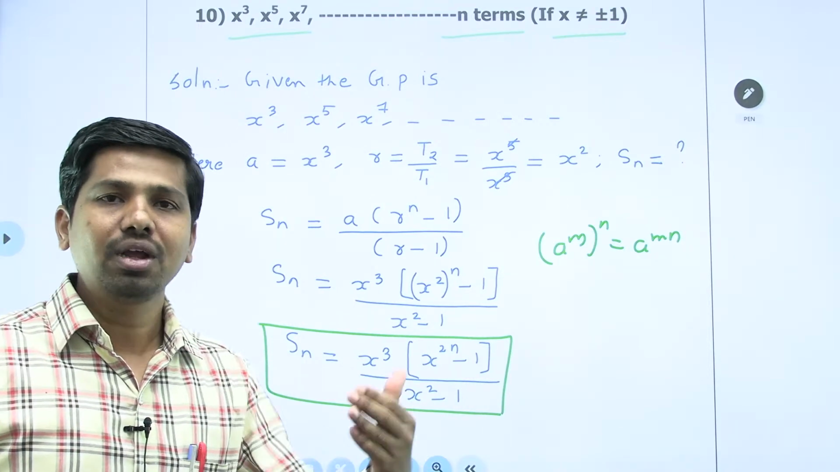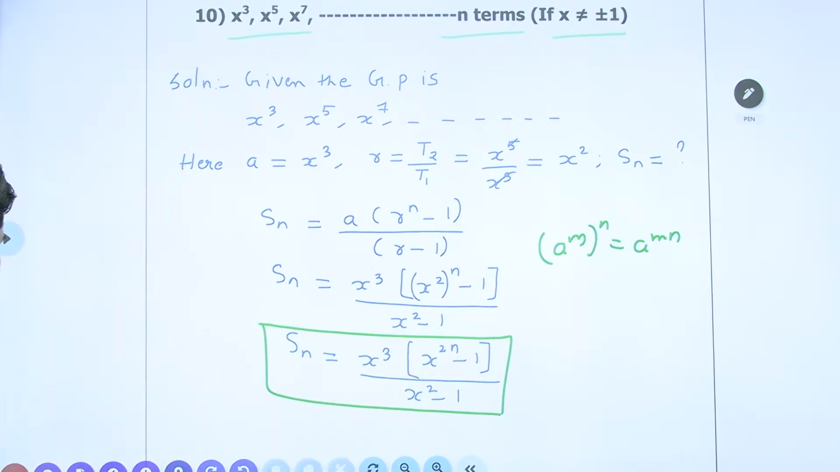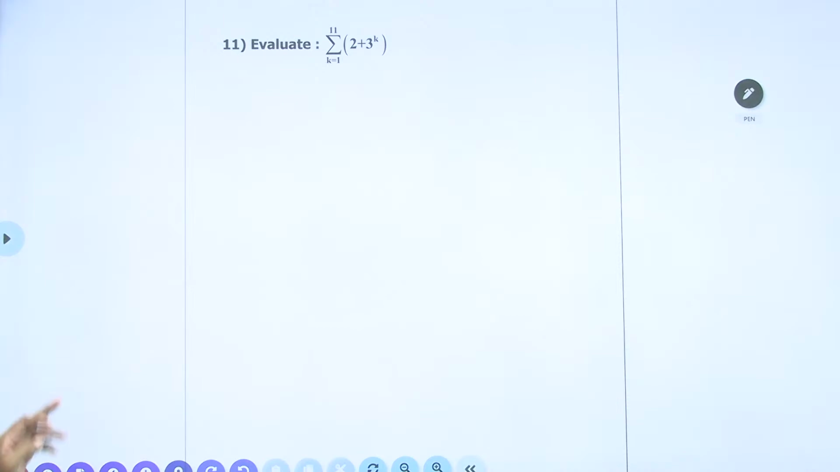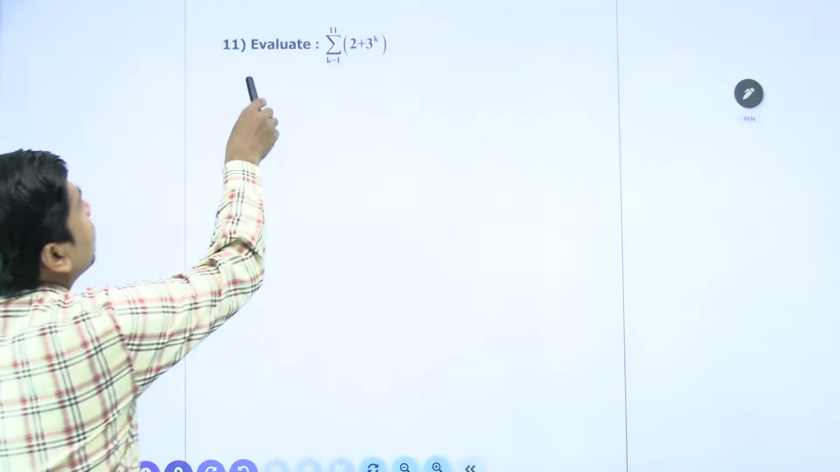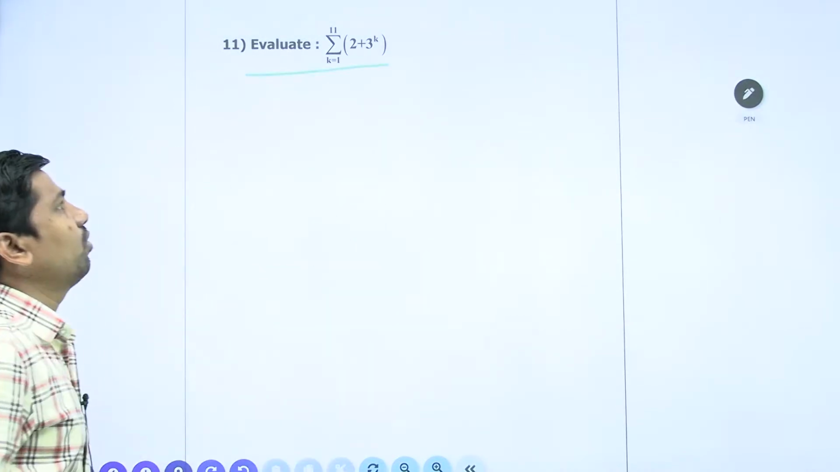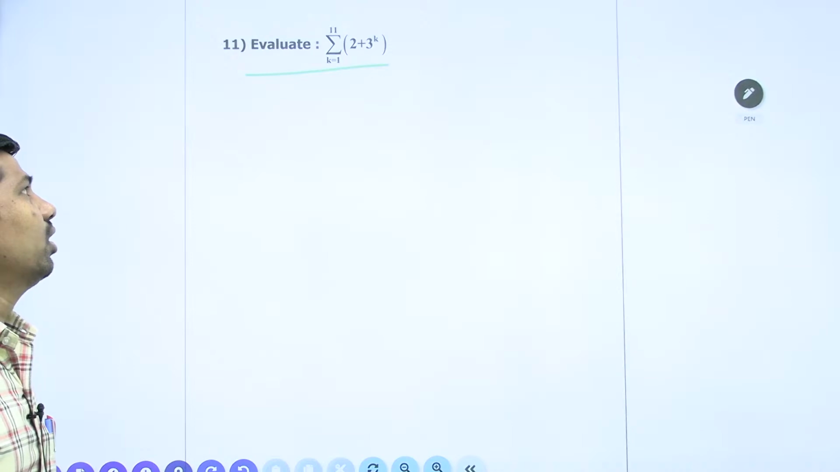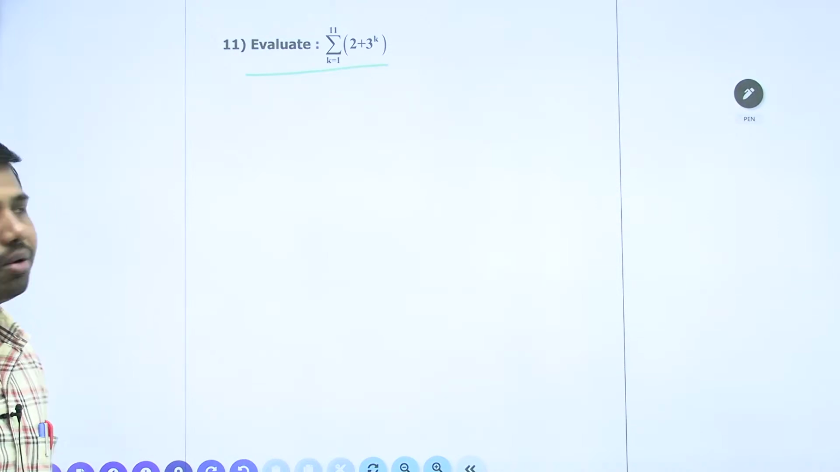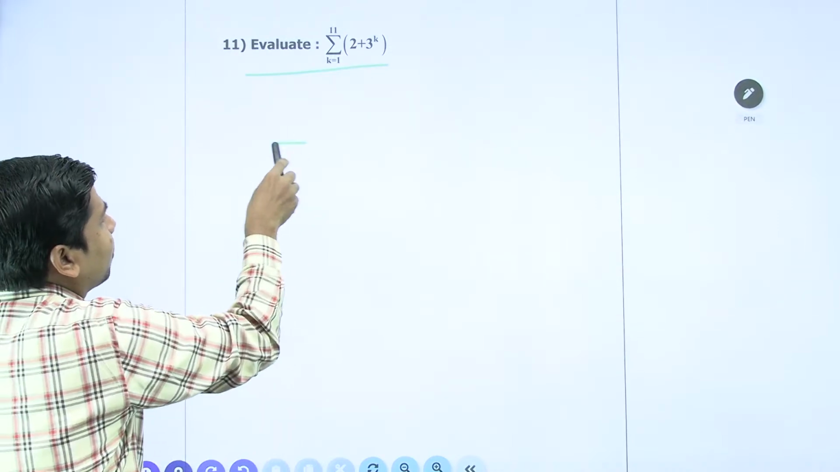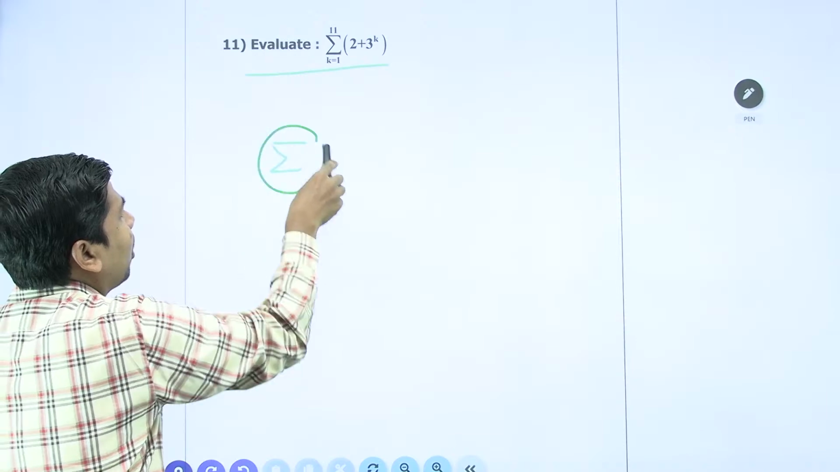Now let us go for the next, the 11th question. Evaluate this one: summation of k runs from 1 to 11, 2 plus 3 raised to k. So what do you mean by this? Summation. Summation is what? Adding all the terms.